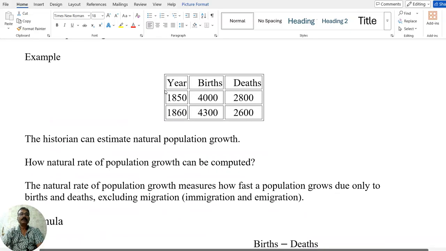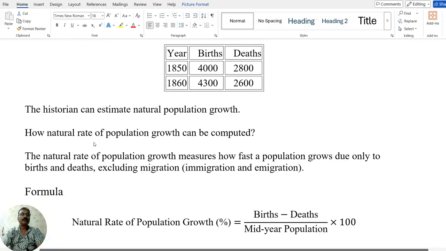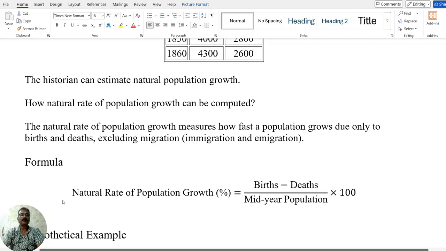For example, the year is given, birth is given, death is given. The historian can estimate natural population growth by using the formula mentioned above. How can the natural rate of population growth be computed? The natural rate of population growth measures how fast a population grows due only to birth and death, excluding migration, immigration, and emigration. So the formula for the natural rate of population growth percentage, as shown in the diagram, is birth minus death by mid-year population, times 100.